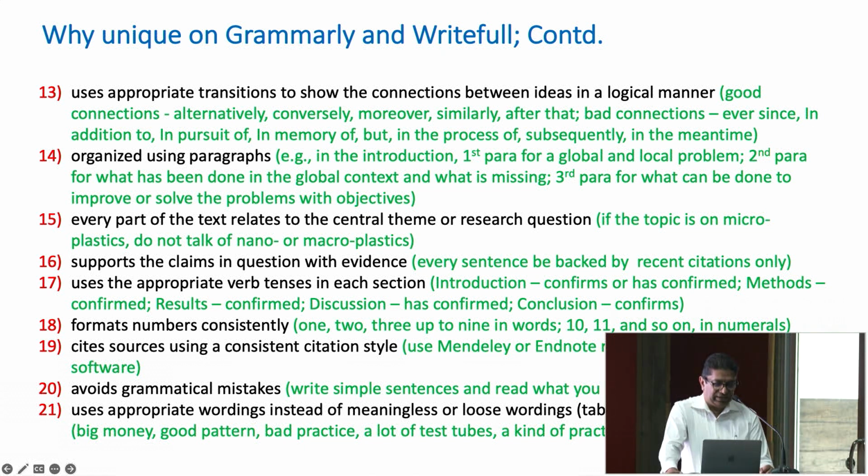Then comes the 15th: every part of the text relates to the central theme of the research. If the topic is on microplastics, do not talk of nanoplastics or macroplastics. No point. Right? But that is not what you do. You want to show off. You try to put in even what you know, not from the exact topic, but from other topics as well. That is irrelevant. Editors need not check your knowledge on other stuff. Right? So therefore, never write anything on other aspects.